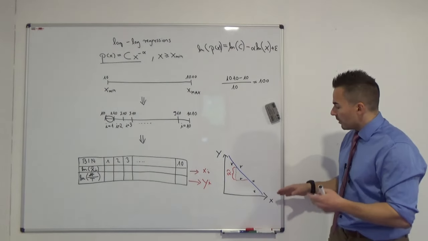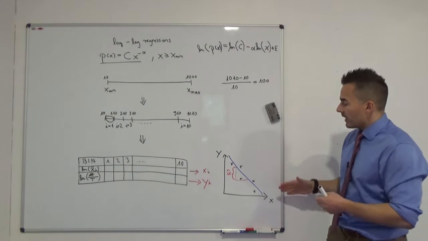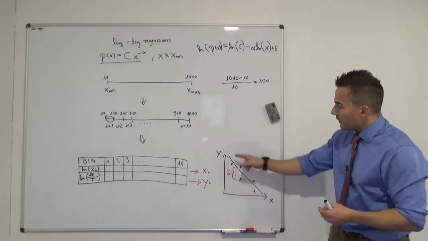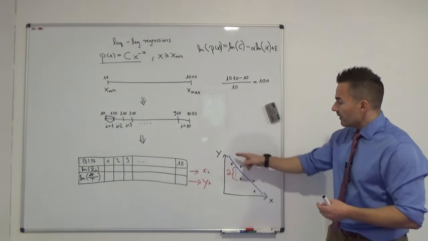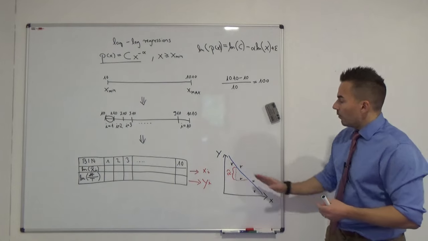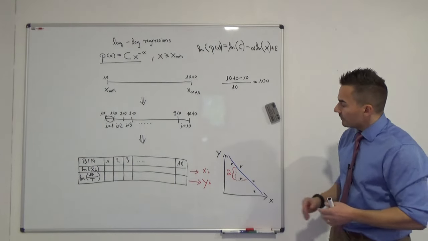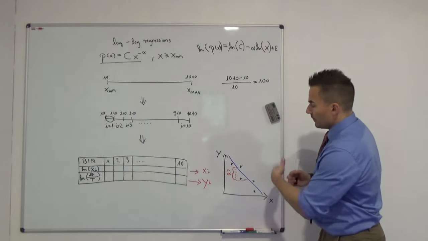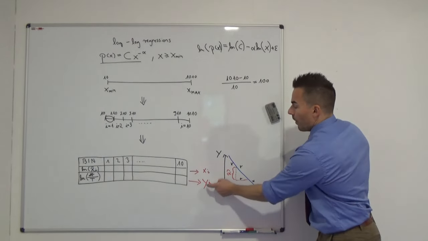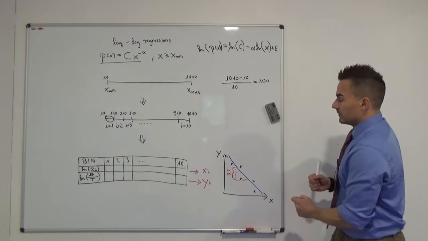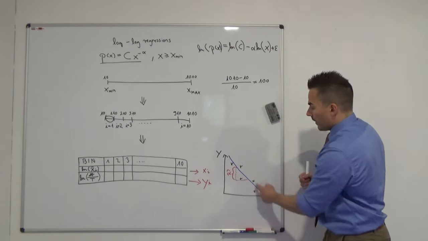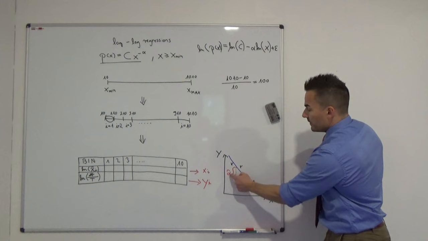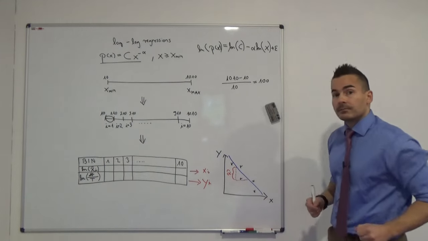Once we have plotted them in an xy diagram, the regression line indicates to us a power law process. If we regress y on x, the slope of this regression line is the estimated alpha hat.